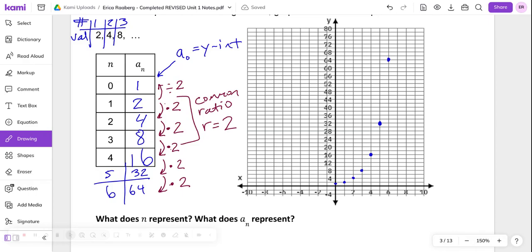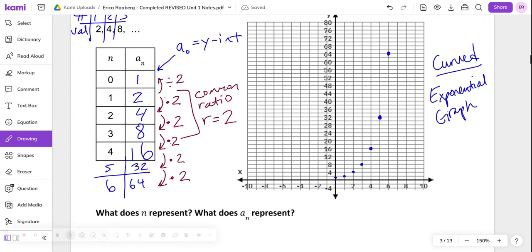So we can really see how this grows in a curved pattern, not a linear pattern. And this is what we call an exponential graph or function, which we're going to explore more in our next unit. But definitely is different than a linear function. So geometric sequences create exponential curves.